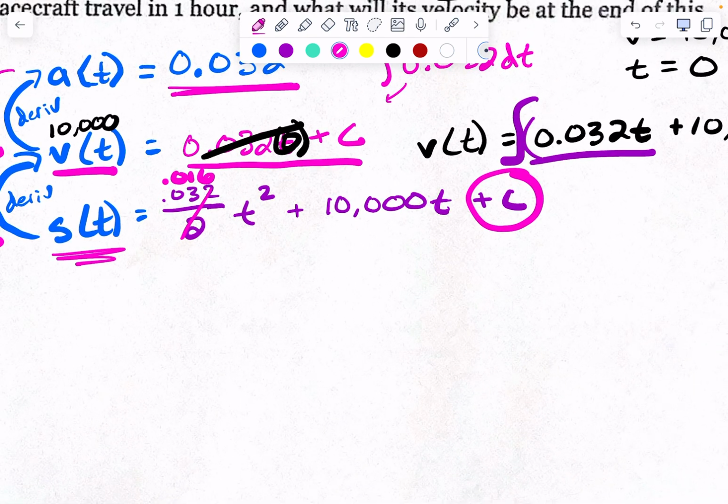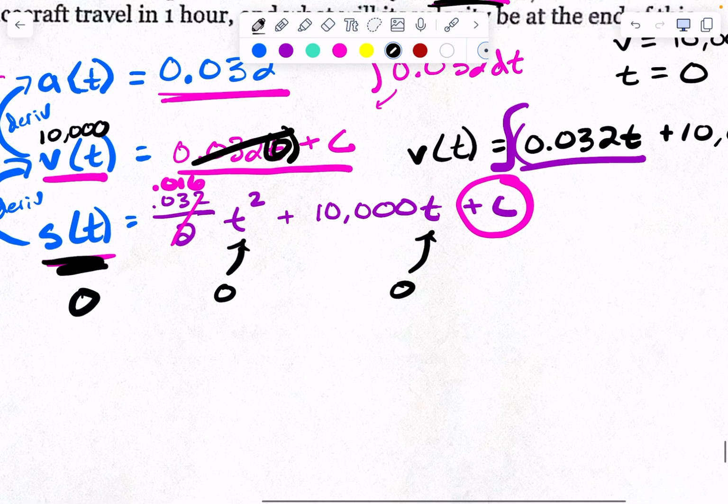Well, 1 hour is 3600 seconds. Oh wait, will C be 0? Yes, it says T is 0. If I plug 0 in for T, I have to have a number to plug in for S of T. S of T is the distance I have gone at 0 seconds. How far have I gone at 0 seconds? Nowhere. 0, so C is 0. Do you see how that works?